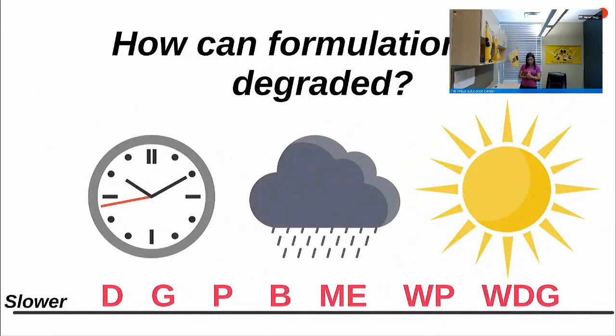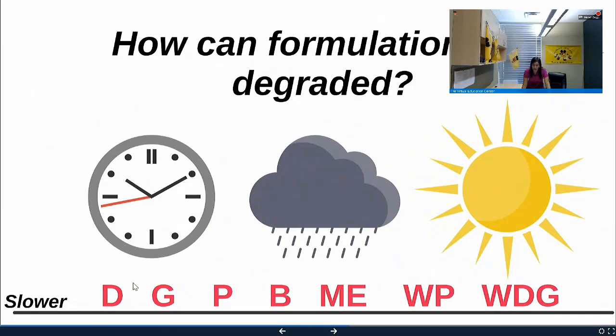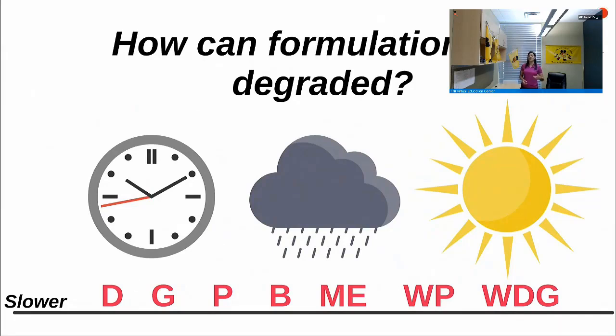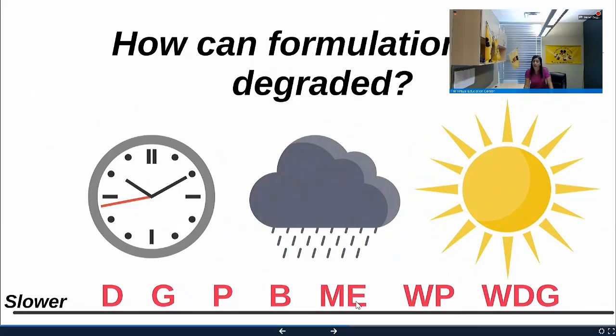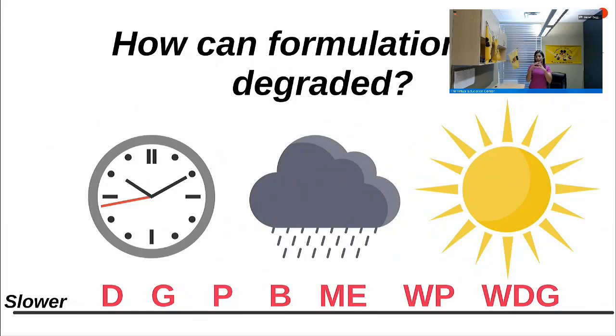And how can formulations be degraded slower? Which ones? Dust. If the dust, the borax that we apply, doesn't get humidity, it can stay long periods of time acting in that area. Granules, pellets, baits, microencapsulated, wettable powders, water dispersible granules. So these three have a bigger particle, and the microencapsulated also have a capsule that protects the active ingredients, so they degrade slower.